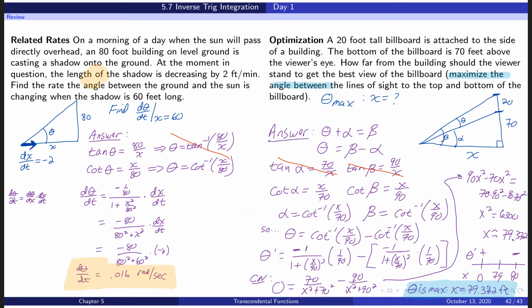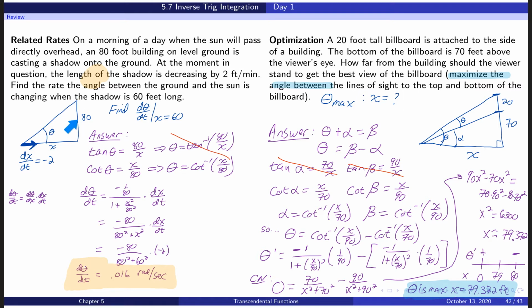So the second slide here is in the inverse trig integration section, but it's actually a review of related rates, and we're going to be using derivatives more than antiderivatives. So 2 questions. On a morning of a day when the sun will pass directly overhead, an 80-foot building on level ground is casting a shadow onto the ground.